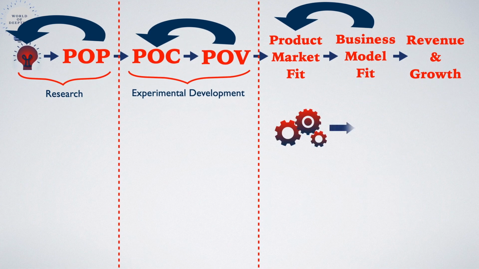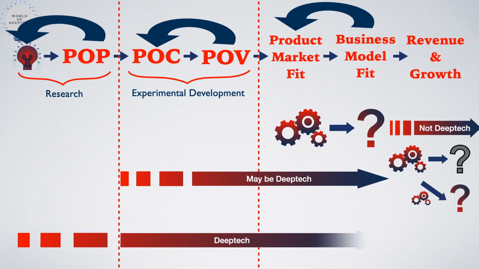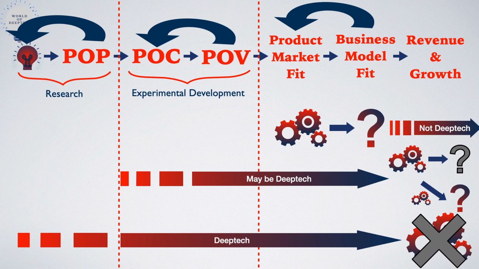To summarize, depending on the maturity of the technology to solve the problem, the model can be used to think about both market pull type of ventures and technology push type of ventures by starting at different stages of the process. It can also help us differentiate between deep tech and tech ventures.